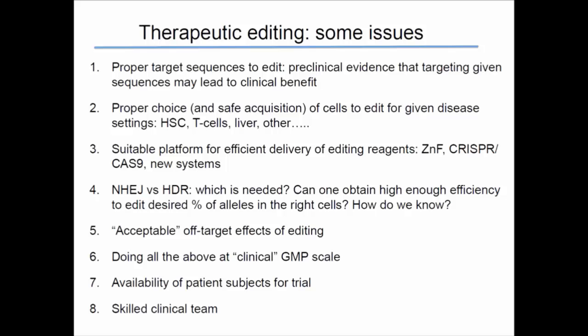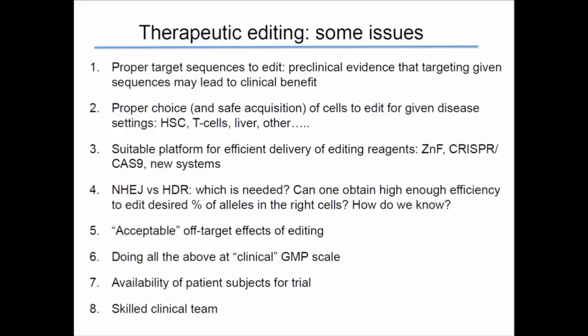What's the best platform for editing? Is it zinc fingers? Is it CRISPR? There are new systems coming along. The rage is CRISPRs, but zinc fingers work quite well. It's just they're much more difficult to engineer. Do you want homologous recombination, or homology-directed repair, or non-homologous end joining? Can one get high enough efficiency in the desired alleles? How do we know if we're doing a good job? What's an acceptable off-target of editing, if any off-target is acceptable?